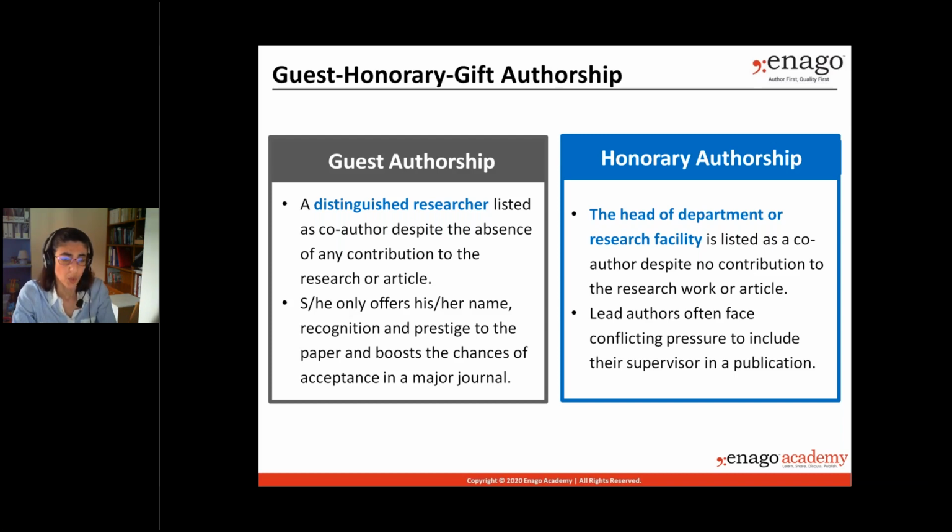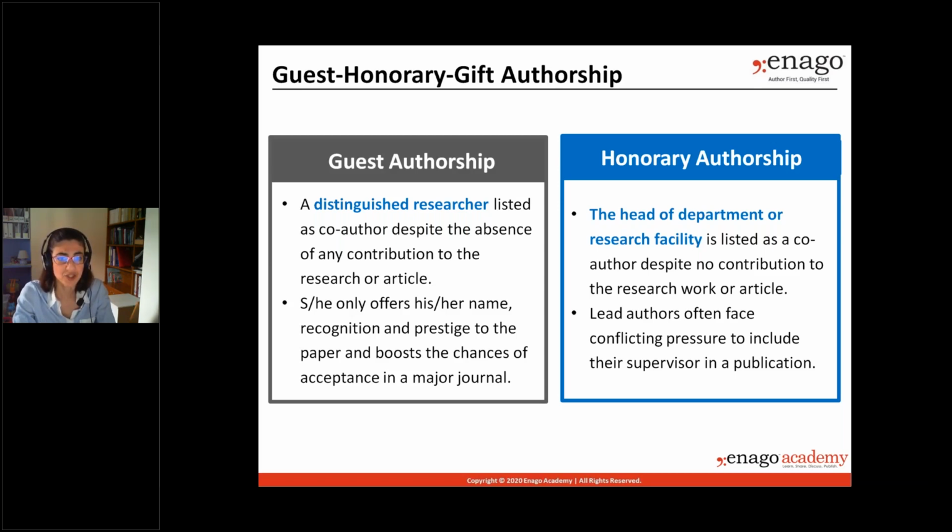So, one ethical problem is what is called guest authorship, when a distinguished researcher is listed as a co-author, even though they may have not contributed at all to the specific research project or manuscript. Then the name is offered for the purposes of recognition or prestige, to boost the chances of accepting the article, for example, or to offer a favor to the particular distinguished scientist. This is something that would be unethical and inappropriate to do.